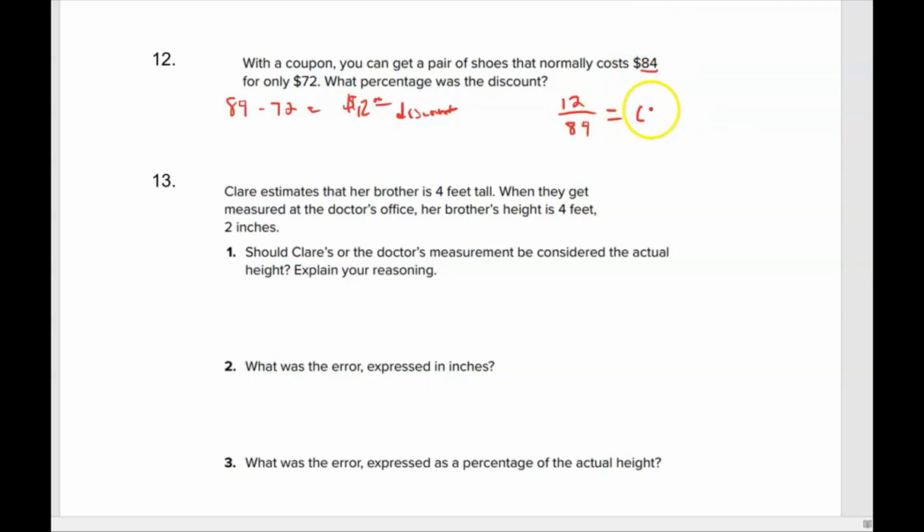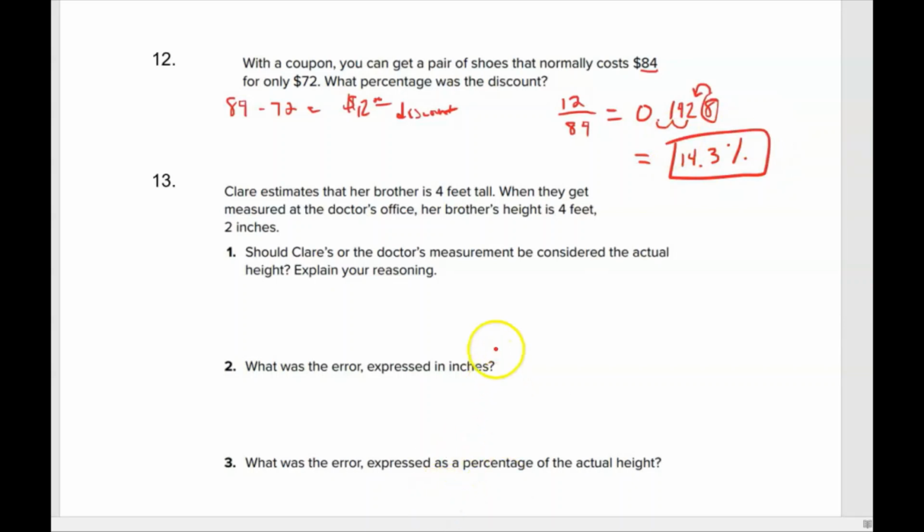I come up with 0.1428. And to make that a percentage, again, I'm going to move it 2 spots. So I get 14 points, and since this is bigger than 5, that's going to tell me to round this up. 14.3% for the discount.